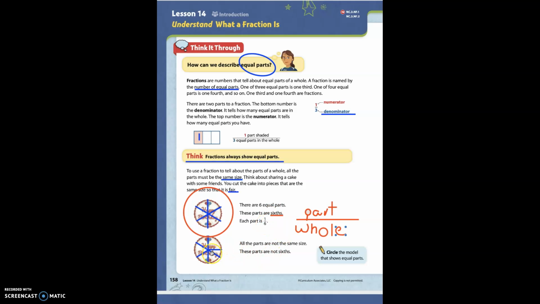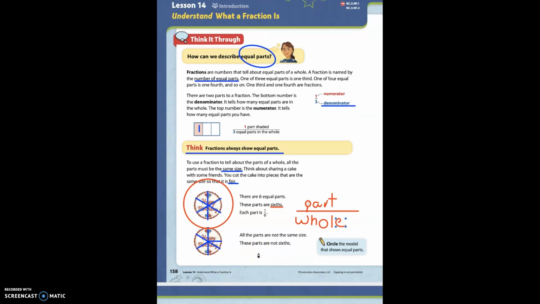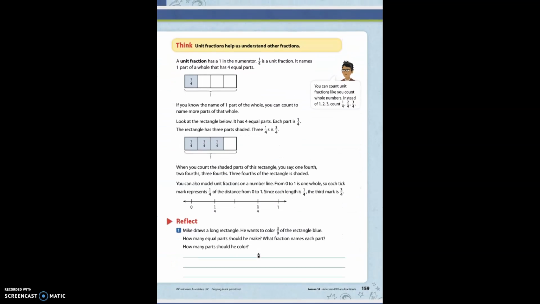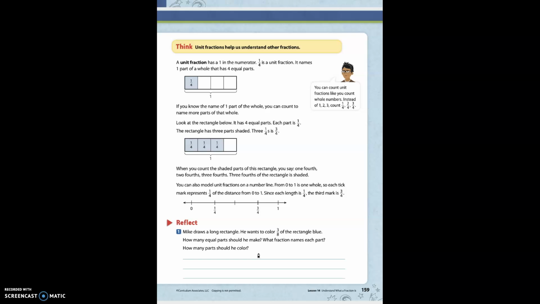Over here, these parts are not the same size, so it's not equivalent fractions. So we can't call it 6 because they're not equal pieces. All right, let's keep going. All right, so we're also going to go over page 159 today. We are going to think about how unit fractions help us understand other fractions.